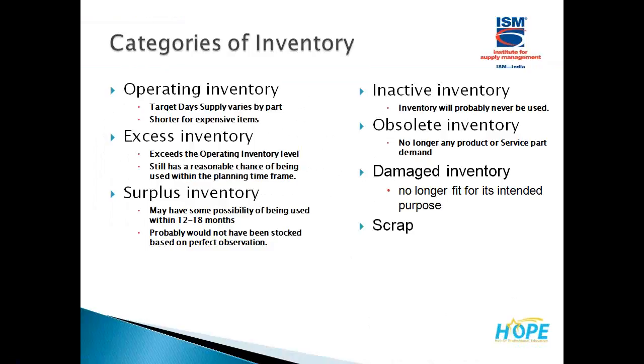Generally we keep very little operating inventory for expensive items. Next to operating inventory is excess inventory, which exceeds the operating inventory level. Suppose my requirement is 500 units per month, and I purchase 700 units, then 200 units is excess inventory. For excess inventory, we have a reasonable chance of it being used within the planning time frame. Say I am talking about the next 15 days: operating inventory covers the next 10 days, and excess inventory the next 5 days also.